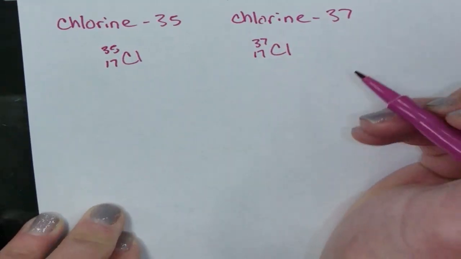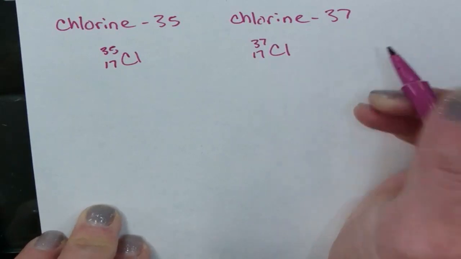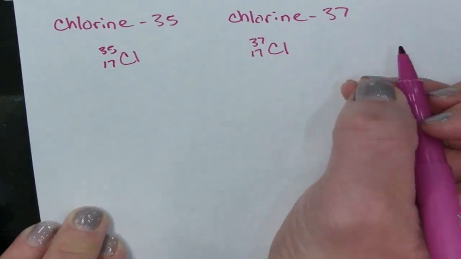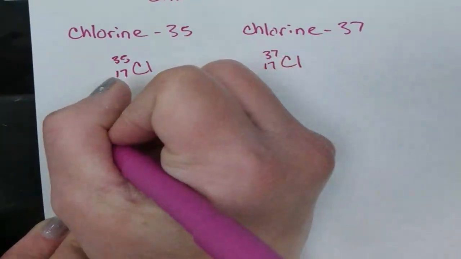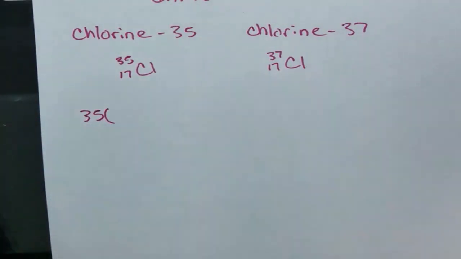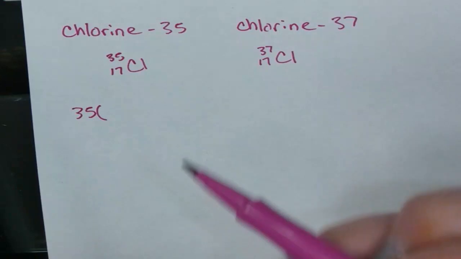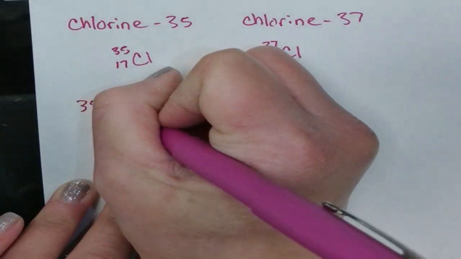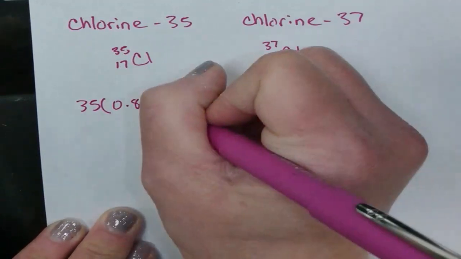Now this is going to be a weighted average, the same way that I would figure out your grade in this class. It's a weighted average. So I'm going to take the mass number of chlorine, which is 35, and I'm going to multiply it by its relative abundance, which is 80%. And when I multiply by 80%, I'm going to move my decimal place to the left twice.